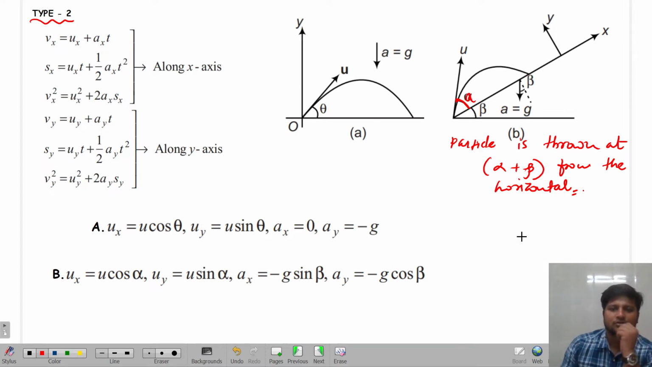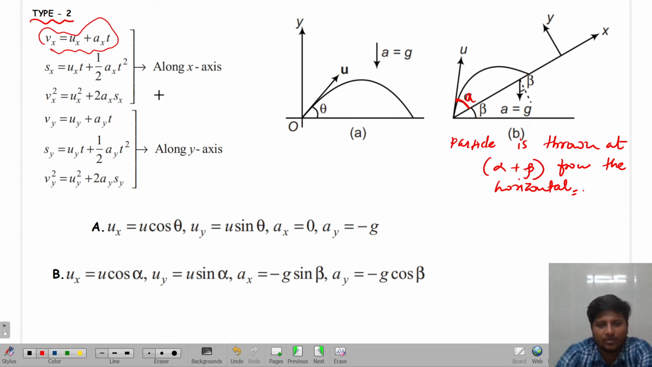Okay. So the particle is thrown at alpha plus beta from the horizontal. Now you try to understand what is going to happen. Along the x-axis, the equations of motion will change as what? vx is equal to ux plus and so on, all the variables of the equations of motion are going to have the x component. If you talk about the movement along the x component, the equations will always be considered along the x component. If you talk about the movement along the y-axis, the equations of motion are going to change with respect to the y-axis. Got it or not?